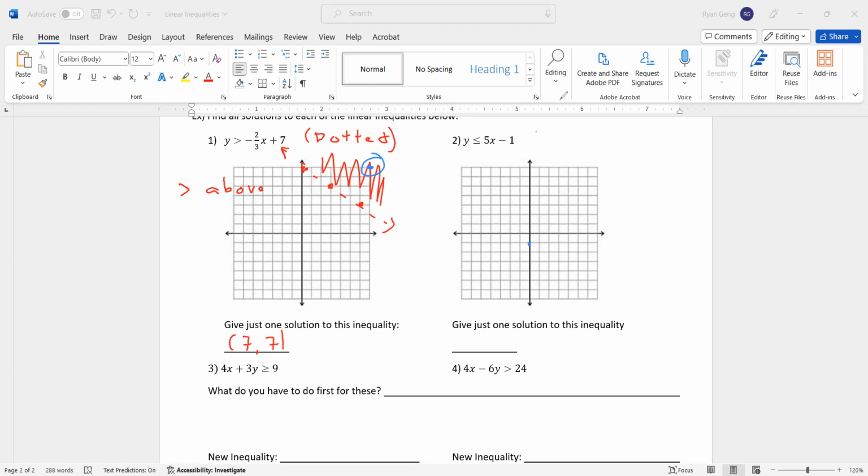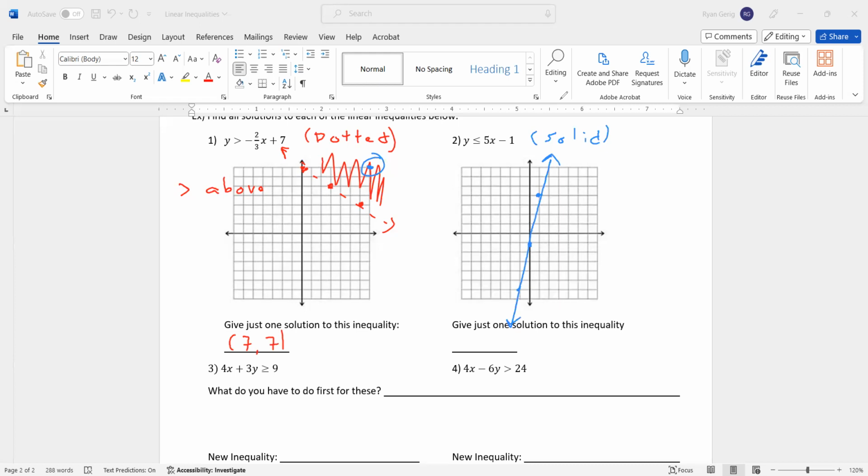Okay. Number 2, y is less than or equal to 5x minus 1. Oh, before I do anything, this is going to be a solid line. See, I almost did it there as well. You want to check that first. Slope is 5/1, so up 5, right 1. It's going to be a very steep line. It is a solid line, but it's steep.